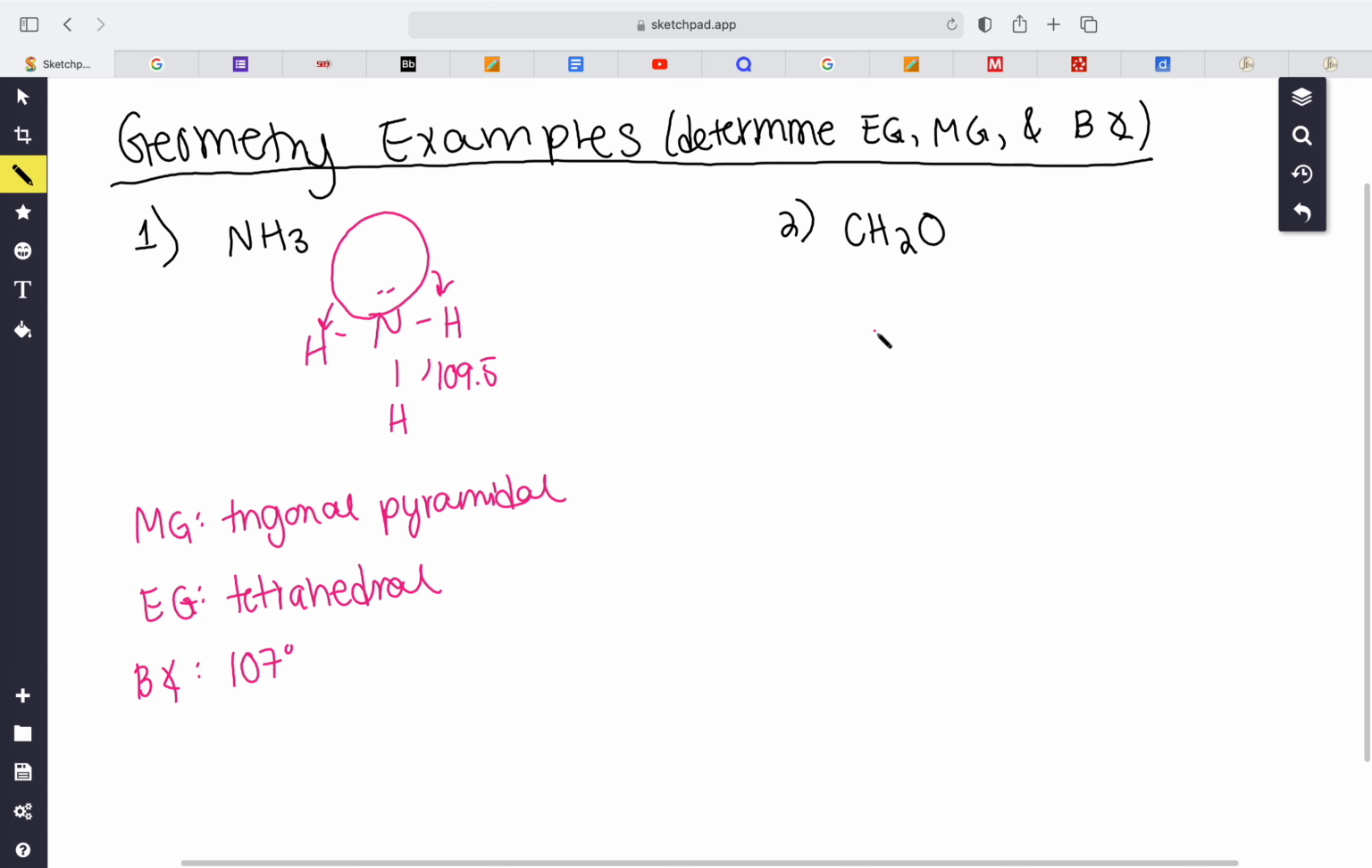We have CH2O. Carbon is going to be our central atom. I'm going to put 2 hydrogens here and an oxygen there. So let's do the molecular geometry, electron geometry, and the bond angle. Since this has 1, 2, 3 attached and no lone pairs on the central atom, we're going to say that the molecular geometry is trigonal planar.